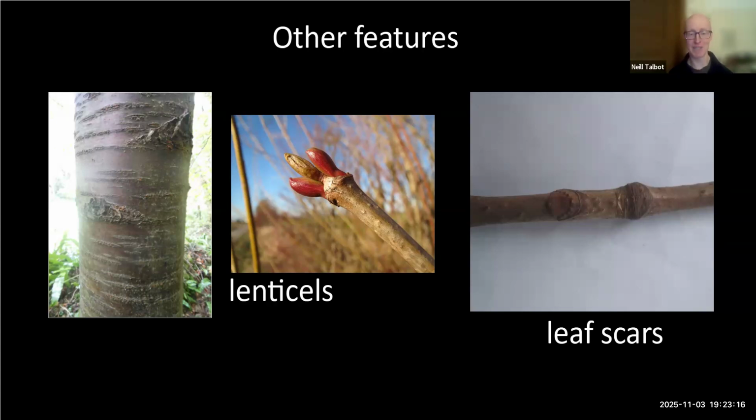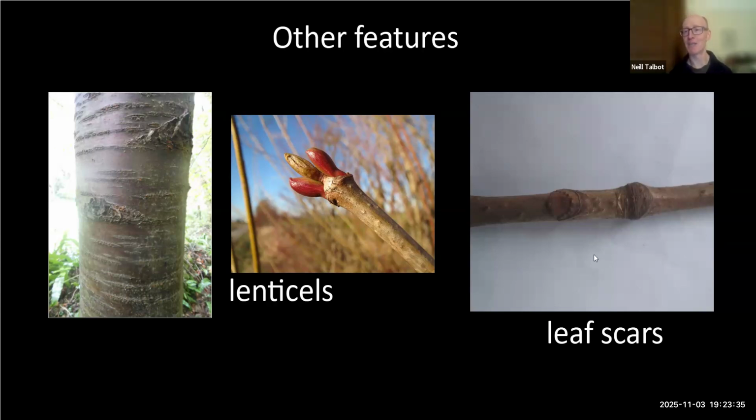Lenticels are quite distinctive on other species. On a hazel, it's quite clear to see all the lenticels as well, but you can spot them on all trees, though some are more difficult to see and others are more noticeable.